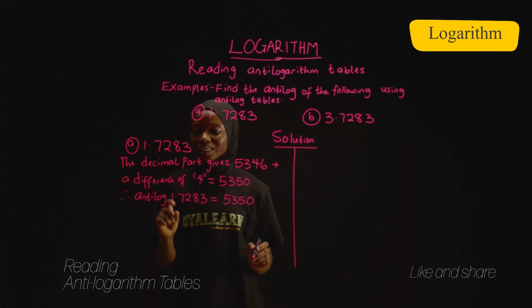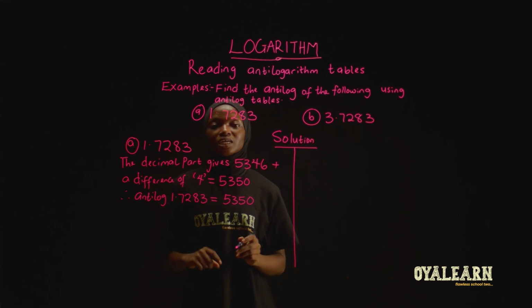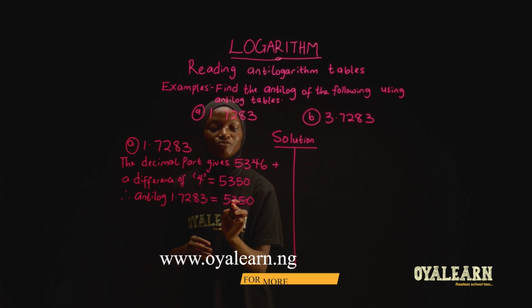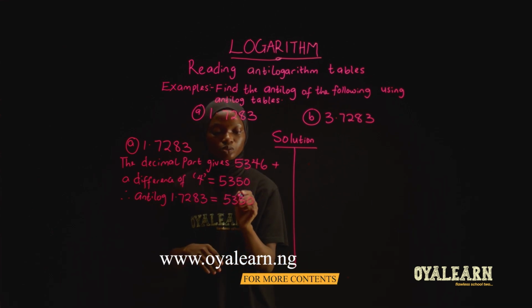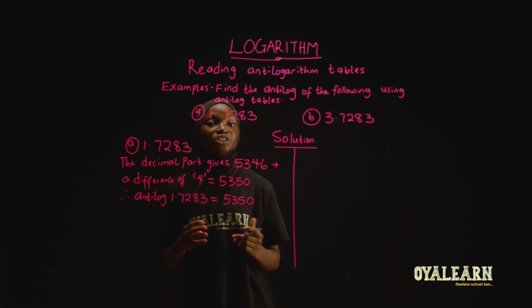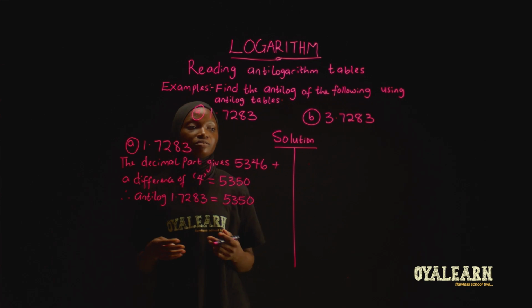5350. Now the integer part of the number, that is this one, tells us where the decimal place is going to be. Since we have 1 here, that means the decimal place is going to be after the first 2 digits, 1, 2. So the value gives us 53.50, which we can also call 53.5.